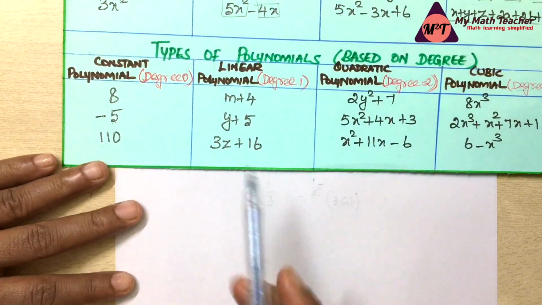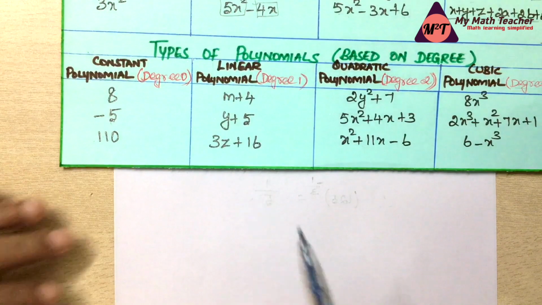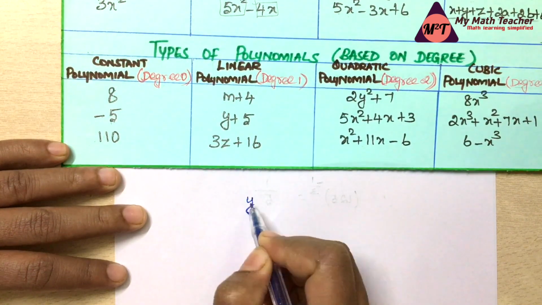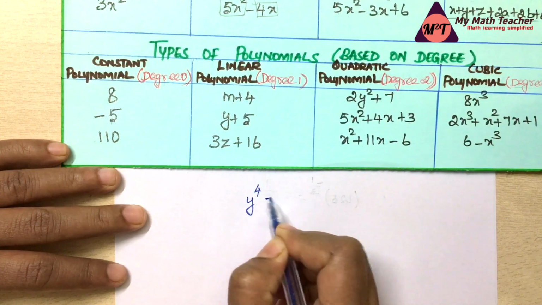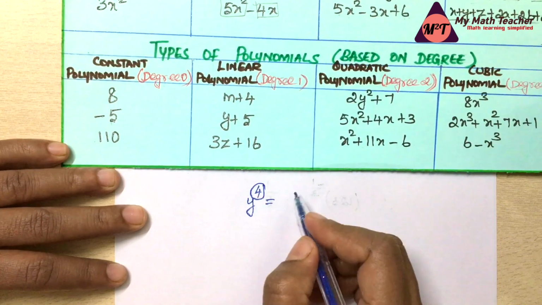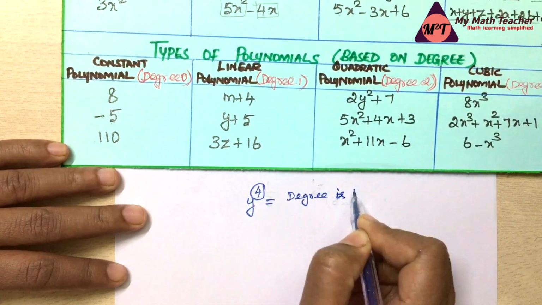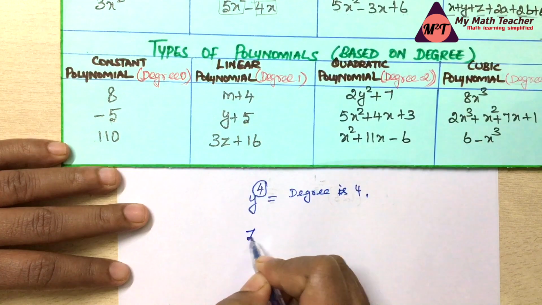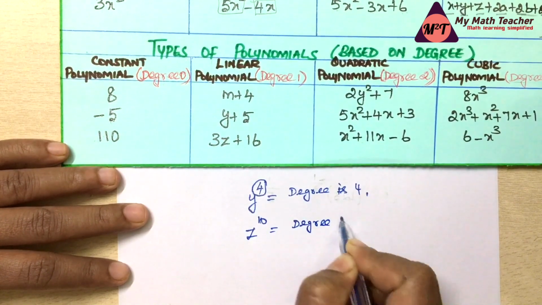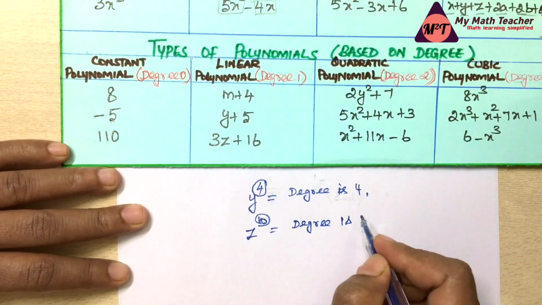The last one, types of polynomials based on degrees. What is degree? Take any variable. Let me take this y power 4. The power of the variable is called the degree. The degree is 4 here. If it is z power 10, what is the degree here? The degree is the power of the particular variable, which is 10.